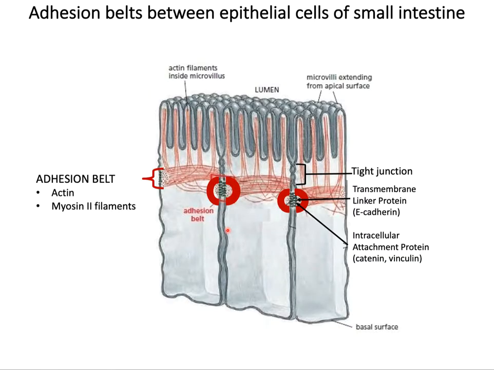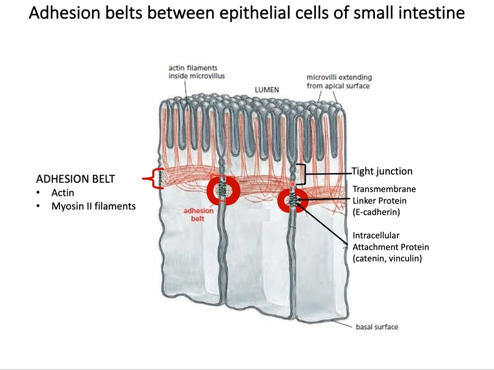As I mentioned, the adherens junctions are part of these larger structures known as adhesion belts. Adhesion belts are very wide bands of actin and myosin 2 filaments, and they form a very thick belt just below the tight junctions in the epithelial cell layer. Again, these are called adhesion belts.